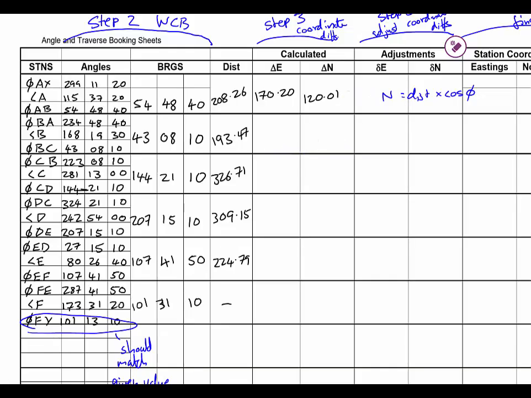So we do the same. We just look at each row in turn, and multiply the distance by the sine or cos of the whole circle bearing to give us the change in Eastings and the change in Northings between those two points.